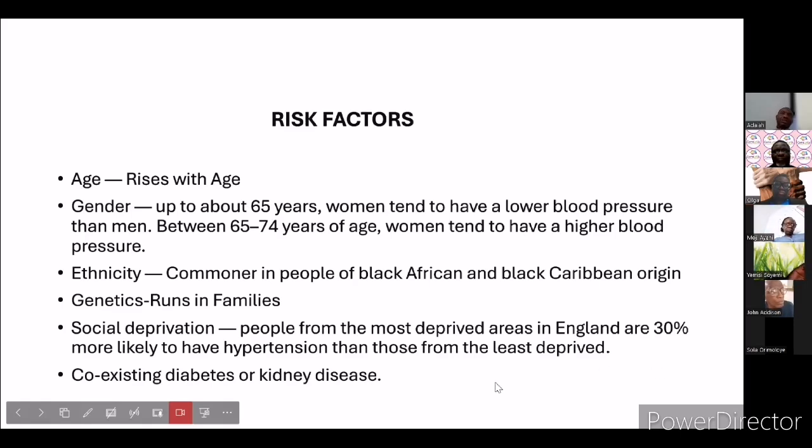Coexisting diabetes or renal or kidney disease also increases the risk. And so generally 40% of people who've got diabetes will be hypertensive. Now, that's a big figure compared to the general population. And how that happens, there are so many things. Diabetes, again, that's another topic on its own, can affect the kidneys. And I will mention that problems with the kidneys can push up the blood pressure.